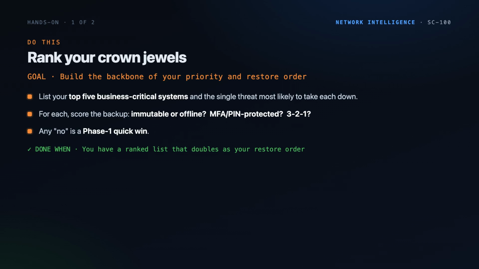Here is your first exercise. List your top 5 business-critical systems, and for each, name the single threat most likely to take it down. Then score each system's backup against 3 tests. Is it immutable or offline? Is it protected by multi-factor authentication or a PIN against deletion? And does it satisfy the 3-2-1 rule? Every no you write down is a phase 1 quick win. You are done when you have a ranked list, because that same list doubles as your restore order.